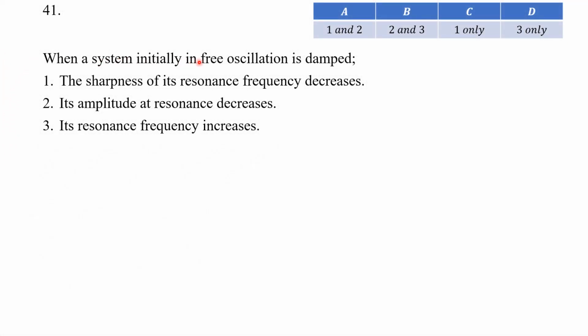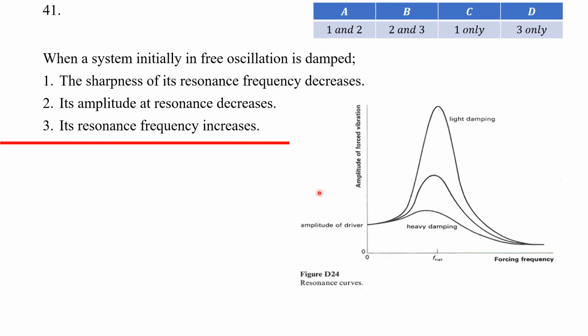When a system initially in free oscillation is damped, the sharpness of its resonance frequency decreases, correct? Its amplitude at resonance decreases, correct? Its resonance frequency increases, not sure. Okay, but we have a diagrammatic representation here. So we have amplitude of forced vibration versus frequency, right?